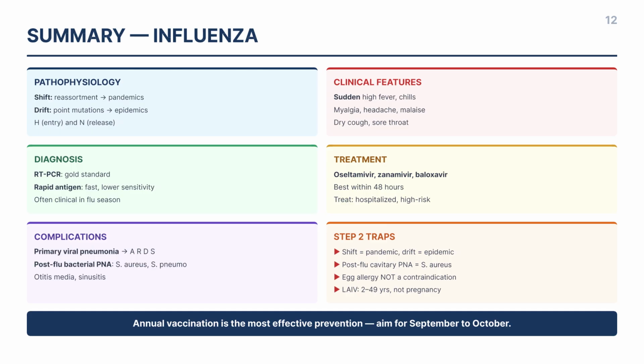Finally, the classic Step 2 traps. Shift equals pandemic. Drift equals epidemic. Post-influenza cavitary pneumonia equals Staph aureus. Egg allergy is not a contraindication. LAIV is for ages 2 to 49 only, never in pregnancy.